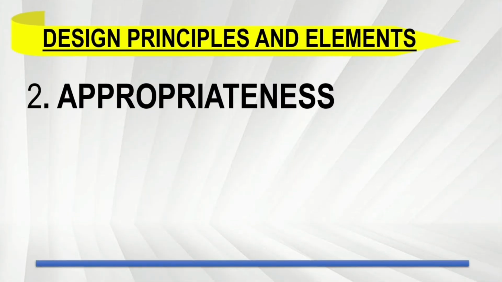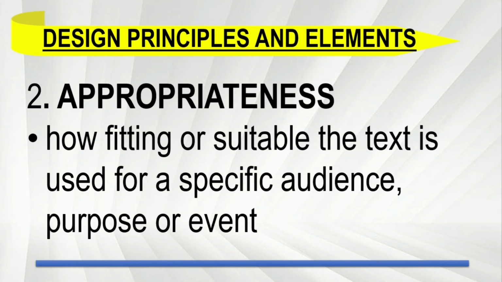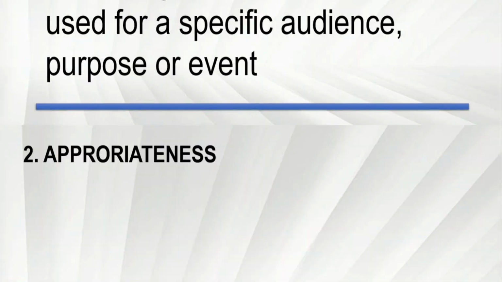The next design principle and element is called appropriateness. It shows how fitting or suitable the text is used for a specific audience, purpose, or event. As you can see, may mga text tayong ginagamit that is used or can only be used in a specific type of event.